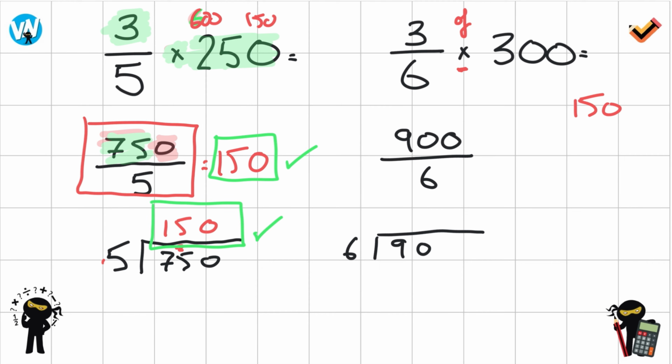So we've got 6 into 900. How many 6s are in 9? 1. So it's 1 remainder 3, isn't it? How many 6s are in 30? 5. So we get to that situation of 150.